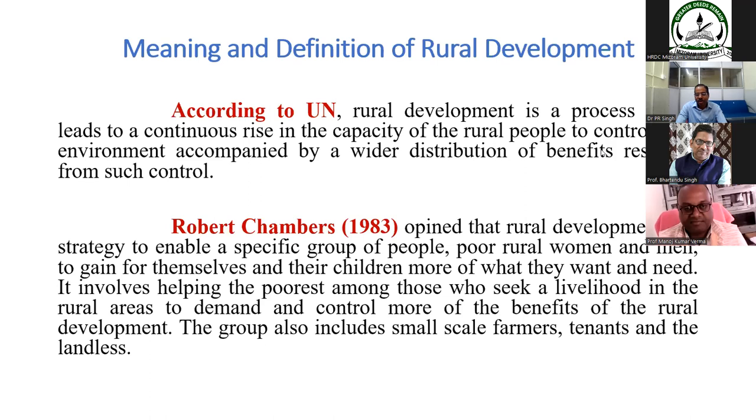The group also includes small-scale farmers. So all the definitions include only small farmers or marginal farmers, but they do not include medium farmers and big farmers. Those are also residing in our villages. Along with the small and marginal farmers, this poorest group, the big farmers are also residing in the villages, and they provide employment opportunities to these landless farmers or the landless community. So all these definitions do not fulfill all the criteria of rural development in the present scenario.